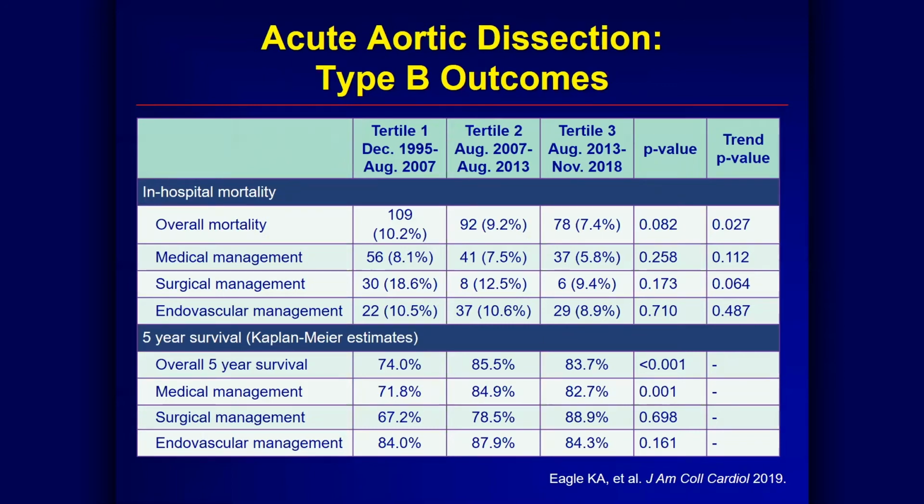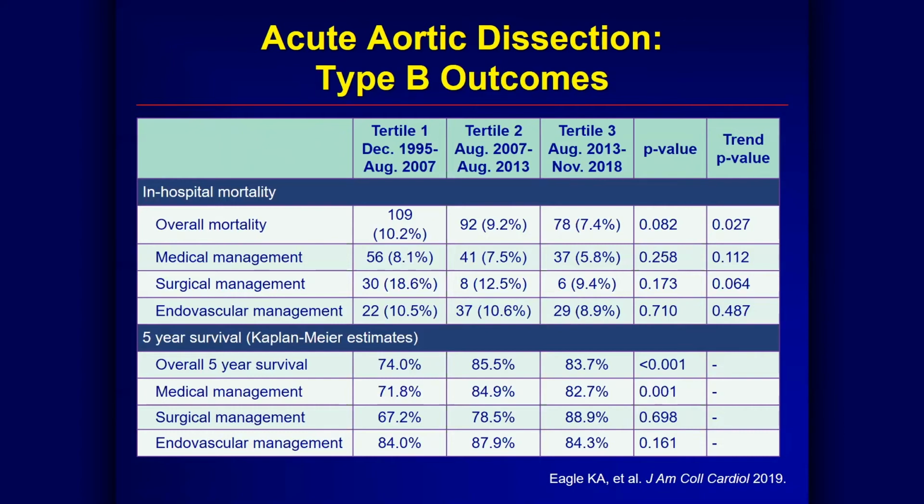If you look at acute dissection outcomes with type B dissection, this slide illustrates that the overall mortality over time has fallen from about 10% in the late 90s to less than 8% in the last 5 to 6 years. And of course, endovascular management has been used in about 10% of patients and has really replaced a lot of the surgical management, so that patients with complicated type B dissection who have anatomy favorable to endovascular therapy and are having things like malperfusion, they're getting endograft therapy more and more.